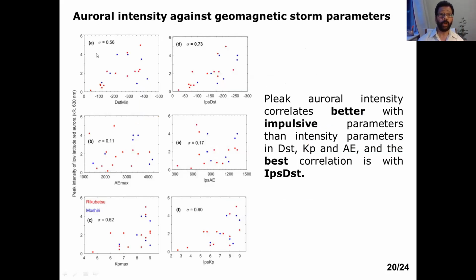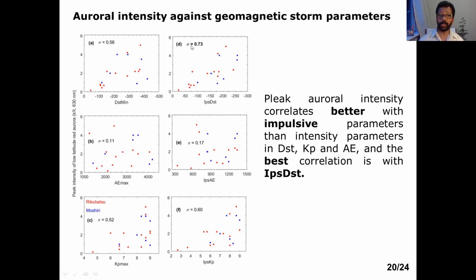Here we try the correlation coefficient of the peak intensity of the low latitude aurora with the intensity parameter and impulsive parameter of the geomagnetic storms in DST index, in AE index, and in KP index. That means the left-hand side gives the intensity parameters of the storms in KP, AE, and DST, and the right-hand side gives the correlations with the new parameters in DST, AE, and KP. Comparing the left-hand side block and right-hand side block, you can see that the correlation coefficient is better for the new parameters in all the 3 indices.